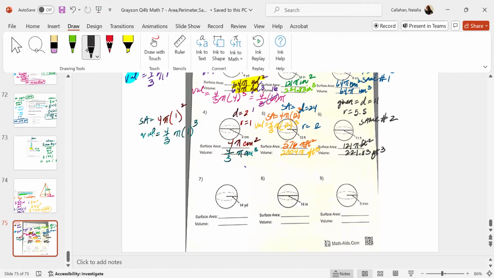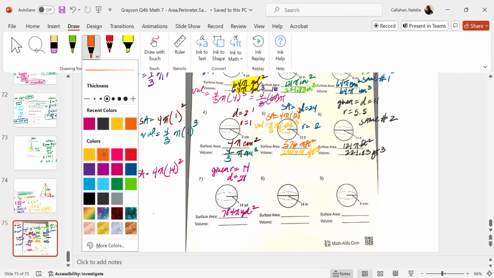Okay, what's given for number 7? Is that radius or diameter? Radius. What's the measurement of the radius? 14. What's the diameter then? Okay, surface area is 4 pi r squared. The radius is 14 squared, which is 784 pi yard squared.